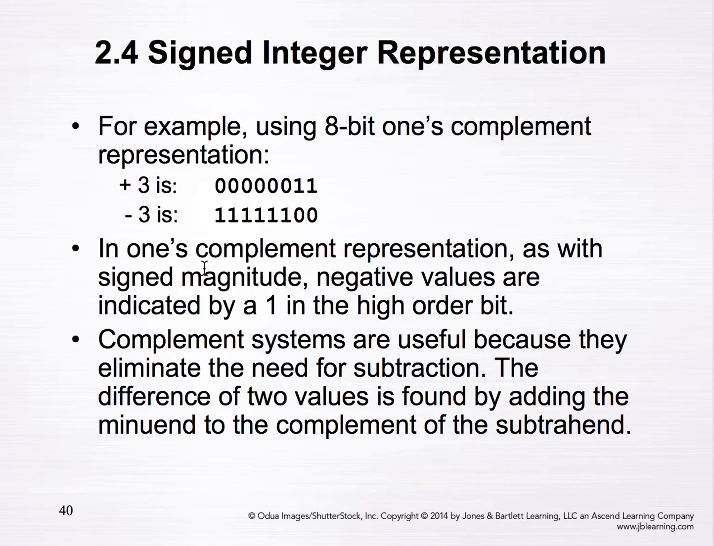Okay, so in one's complement representation, as with sign magnitude, a negative value is indicated by a 1 in the high order bit right here. Basically, this is a positive number and this is a negative number. The complement systems are useful because they eliminate the need for subtraction. The difference of two values is found by adding the complement of the subtrahend.